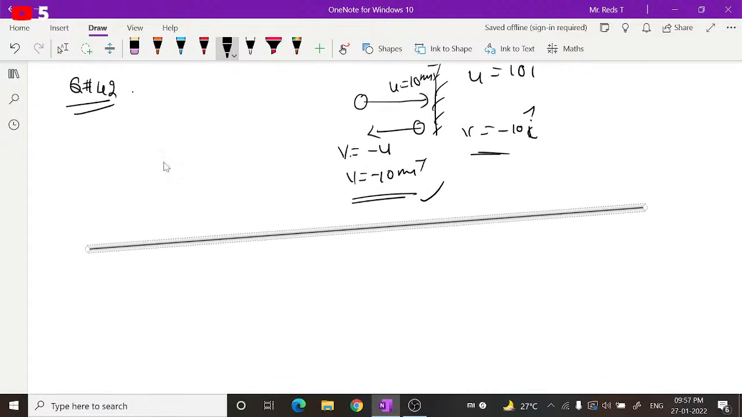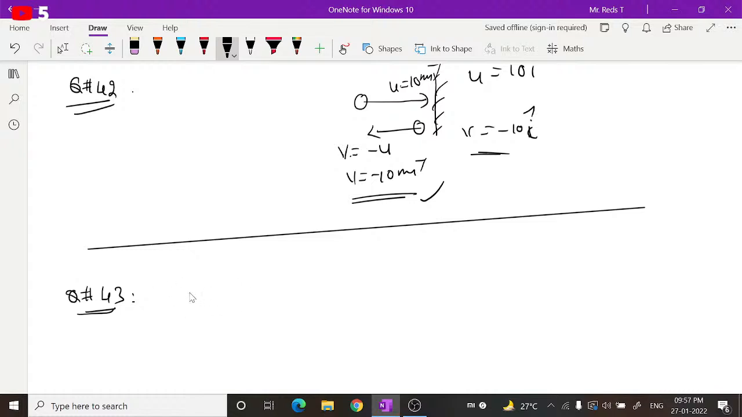Right. Next question, number 43. Let me read the question once again. Two identical balls collide head-on. The initial velocity of one is 0.75 meter per second, while that of the other is minus 0.43 meter per second. If the collision is perfectly elastic, then their respective final velocities are.